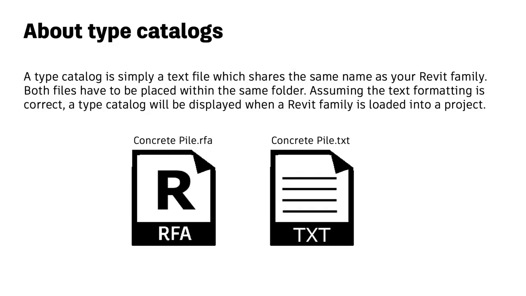A type catalog is simply a text file that shares the same name as your Revit family. Both files have to be placed in the same folder. Assuming the text format is correct, a type catalog will be displayed when a Revit family is loaded into the project.